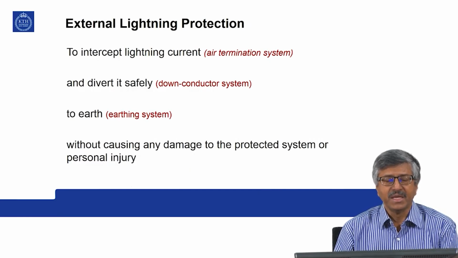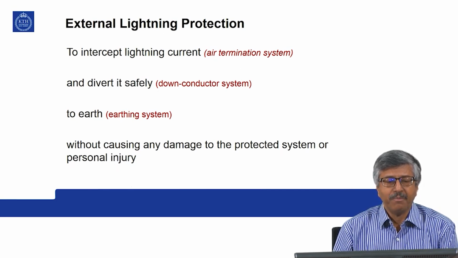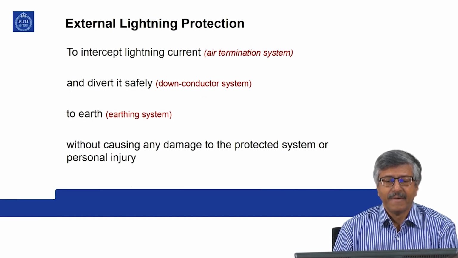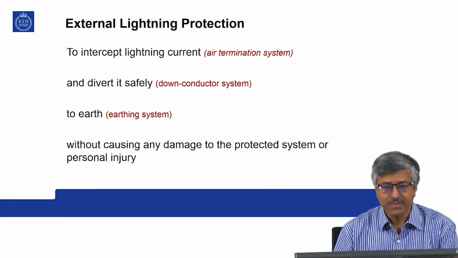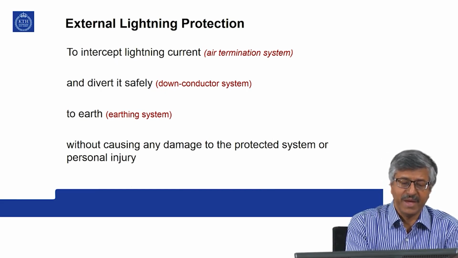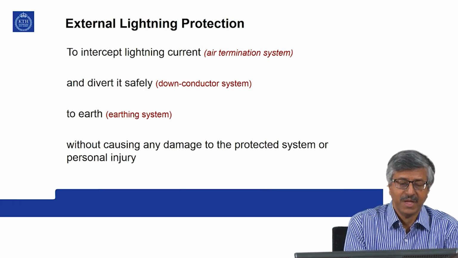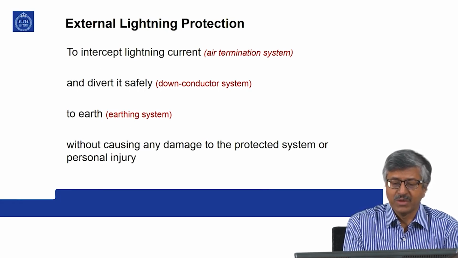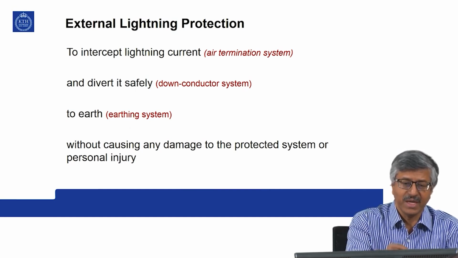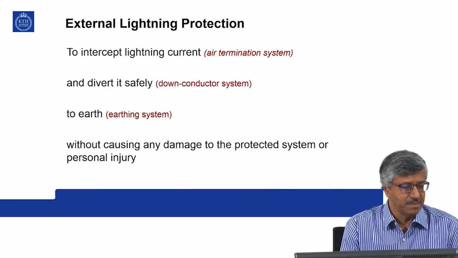The external lightning protection is mainly to intercept lightning current, that is the air termination system, and divert it safely through the down conductor system to earth and dissipate it, that is the earthing system, without causing any damage to the protected system or personal injury. So, this is totally the function of external lightning protection.